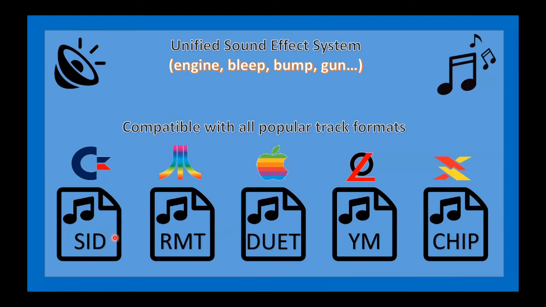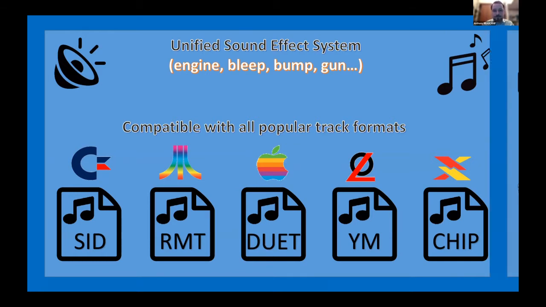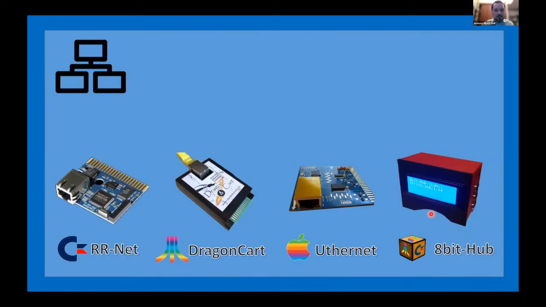There's a unified sound effect system, so you can easily play an engine sound, blip sound, gun sound. That's going to be pretty consistent across all platforms. And there's compatibility with all the popular track formats. So on the Commodore, that would be the SID, on the Atari, the RMT, and so on.